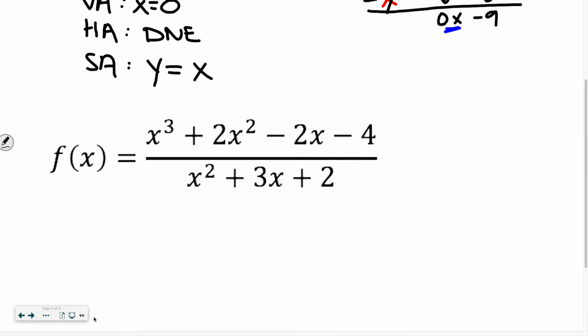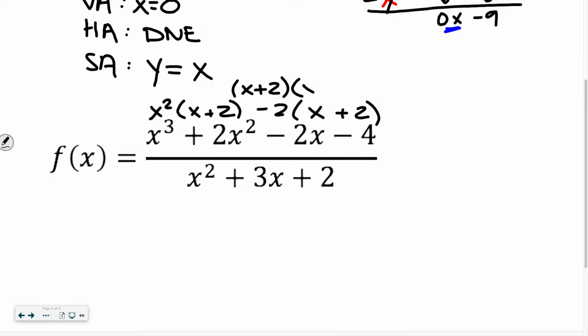This numerator is 4 terms, so I'm going to check it with factor by grouping. I can take an x squared out of the first 2 terms and a negative 2 out of the last 2 terms. Does that factor by grouping? Yes, because the parentheses match, x plus 2. Okay, so it's really x plus 2 times x squared minus 2. Okay, and then in the denominator, this one's nice and easy, x plus 1, x plus 2.